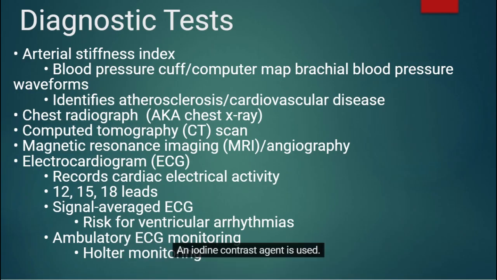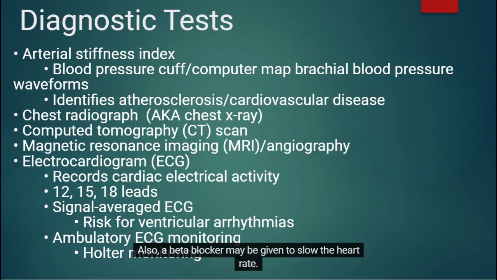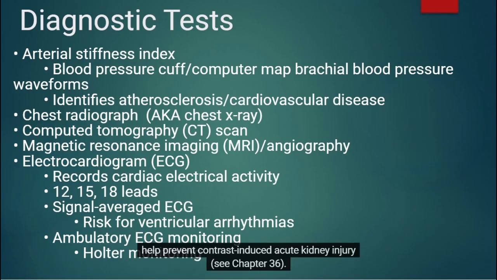An iodine contrast agent is used. For CCTA, nitroglycerin is given to dilate the coronary arteries to identify narrowing. Also, a beta blocker may be given to slow the heart rate. Kidney function, that is, glomerular filtration rate and creatinine, must be checked before these tests to help prevent contrast-induced acute kidney injury.